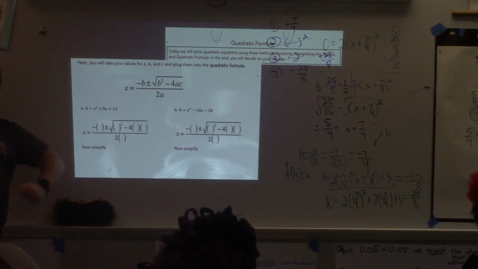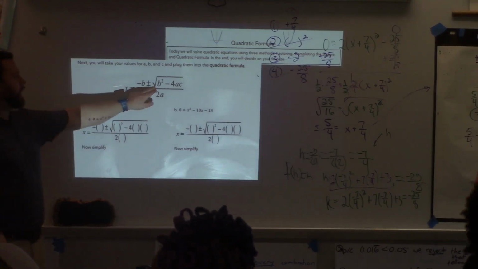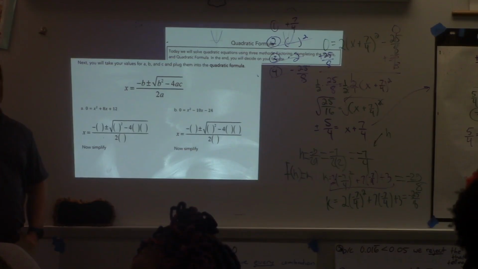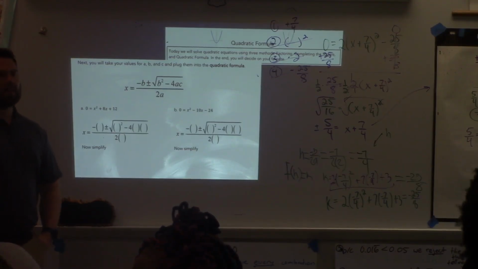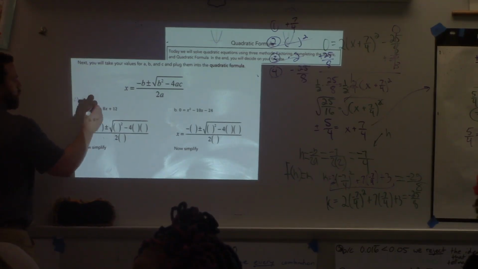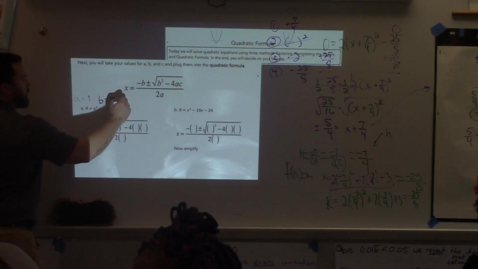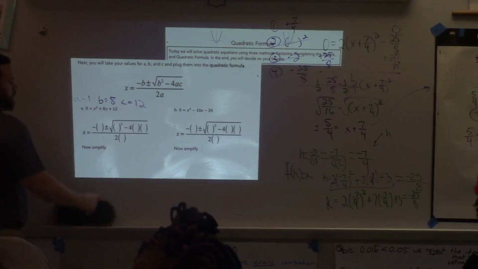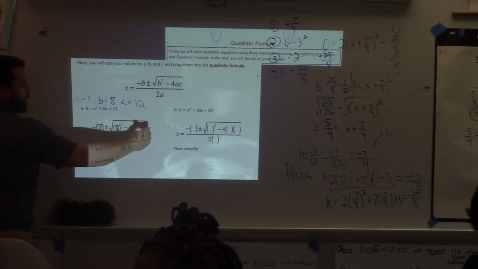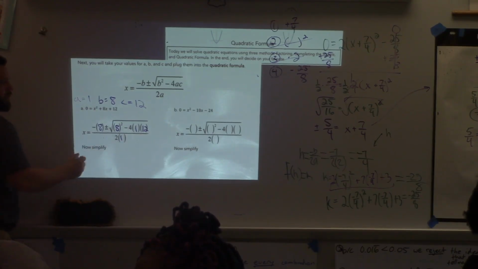So, Kenny was asking me earlier, hey Mr. Kenny, is it supposed to be the opposite inside of here? No. Does it say opposite? No. Don't make it the opposite unless it says it. Okay, so here we said A equals 1, B equals 8, C equals 12. So what's going to go right here? 8. That's B. And then 8 as well. And then 1. And then 1. Guys, that's it.